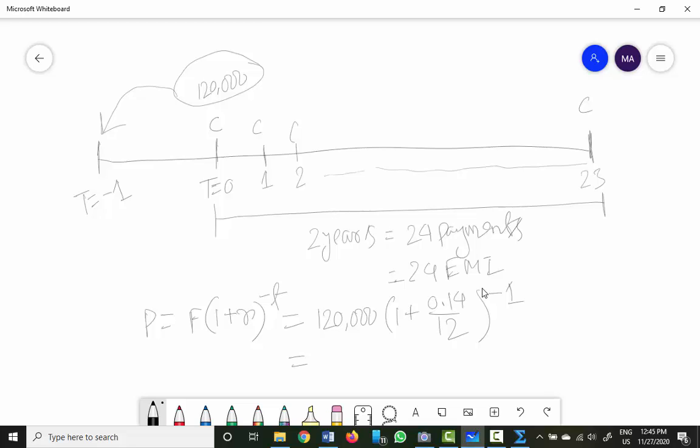Let's see. So we will get 120,000 multiplied by bracket 1 plus 0.14 divided by 12, power minus 1. Right. So 120,000. So this is the amount, 118,616.145 taka.